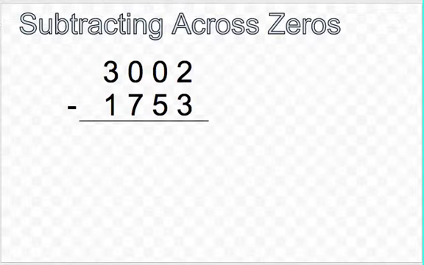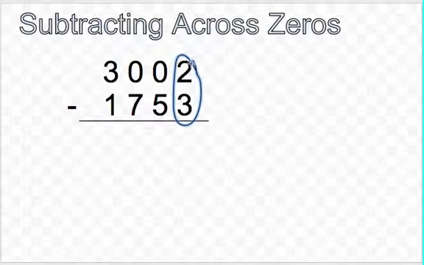In this video, you will learn how to do a subtraction problem when you have multiple zeros on the screen. So here, you will see that there are two zeros, one right here and one right here. The first thing we have to do when we do any subtraction problem is start in the ones place. So when we look at the 2 and the 3, can we take away 2 from 3? The answer is no, so we have to borrow from the neighbor.